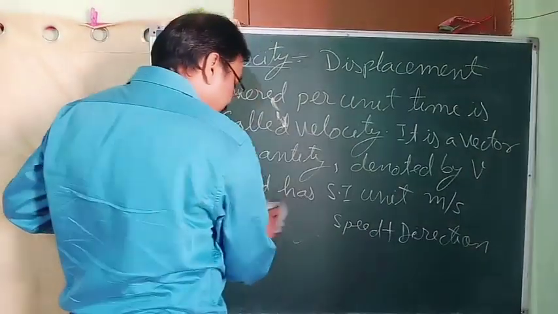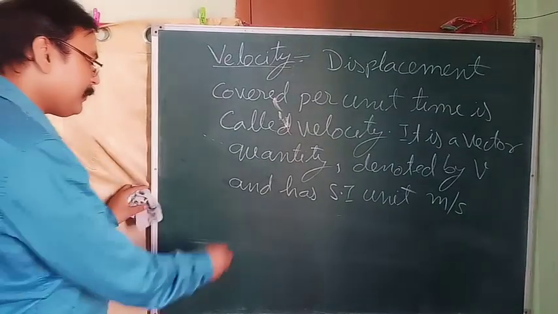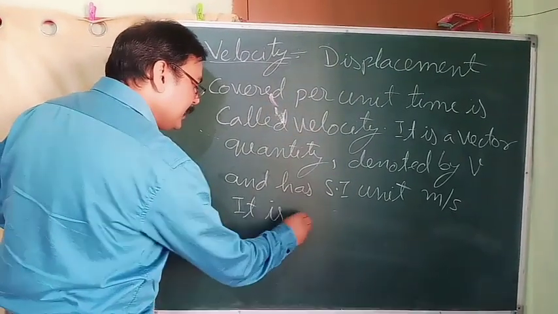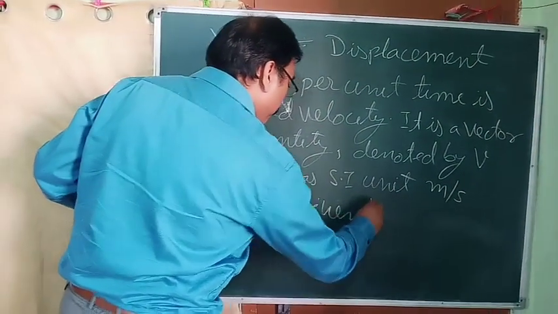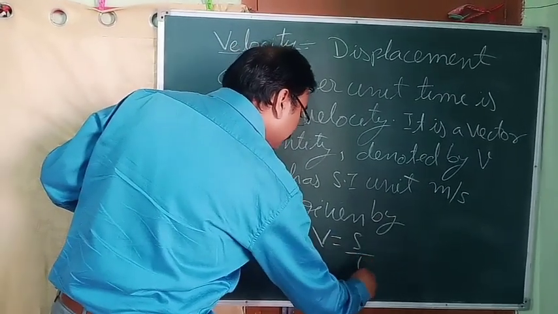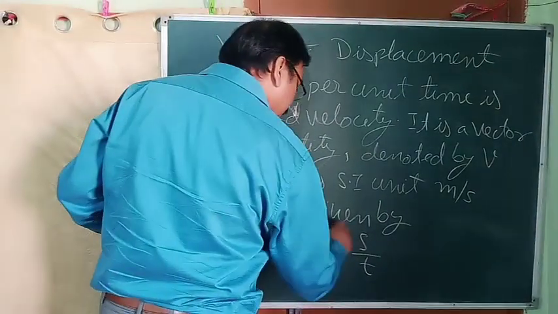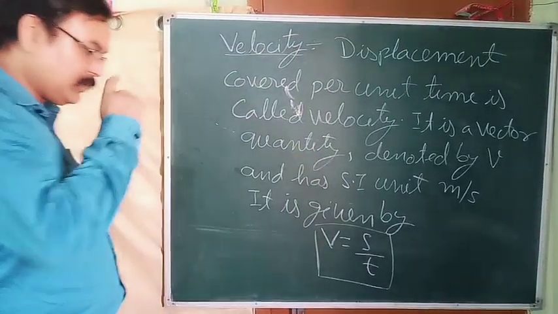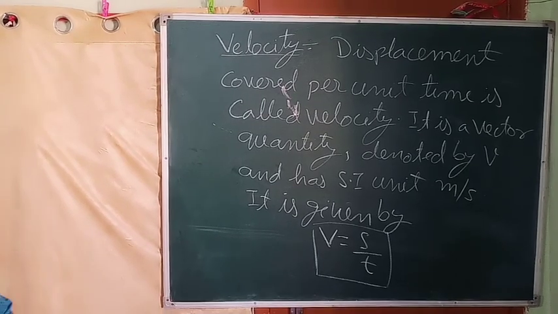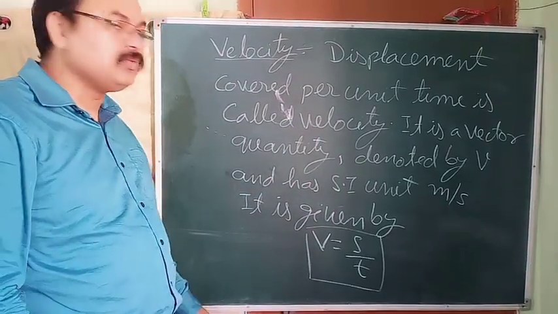Now if we remove this, it is given by velocity is equal to displacement upon time. That is there. Velocity is equal to displacement upon time. Now, this velocity is equal to displacement upon time, and the units and everything you know.